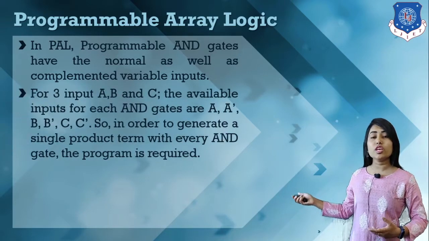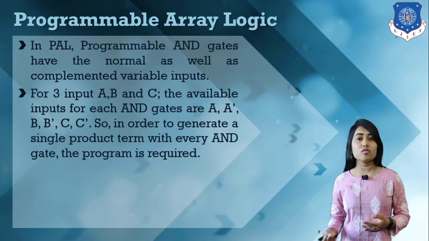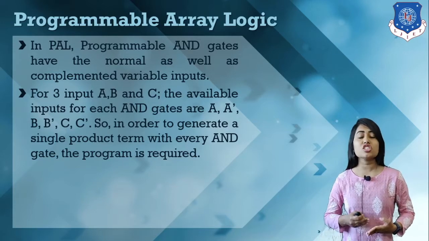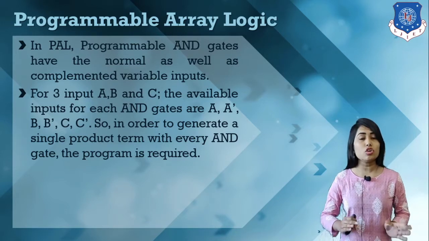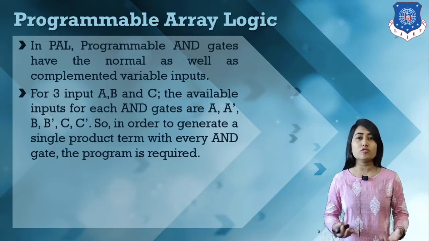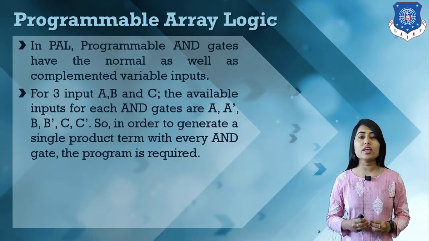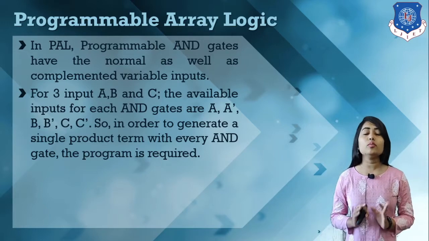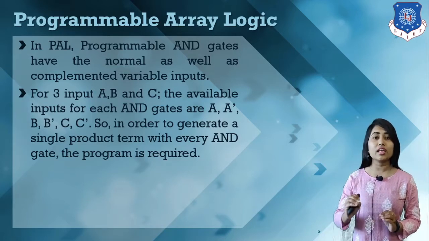That means if we have three variables a, b, c, we have a total of combinations of inputs like a dash, b dash, c dash, because the value of these three input variables is either 0 or 1, and depending on which form we consider, it has either a or a dash. So here we have a total of input combinations, a dash, b dash, c dash.